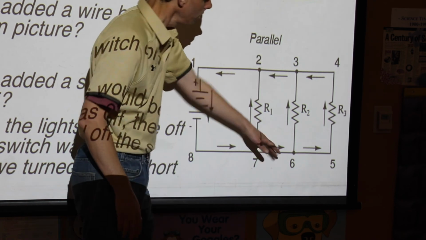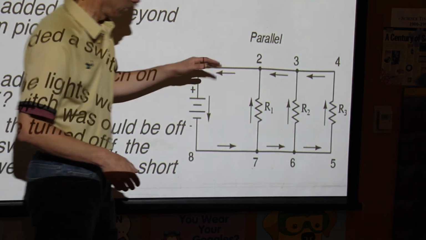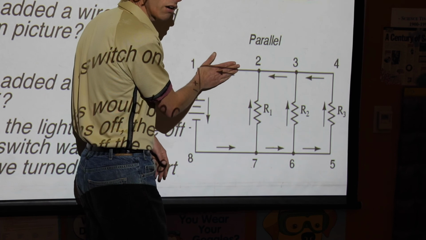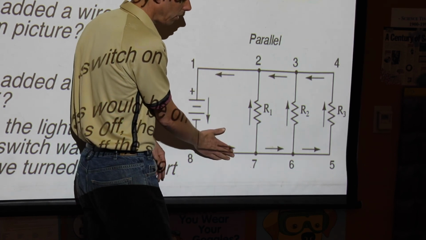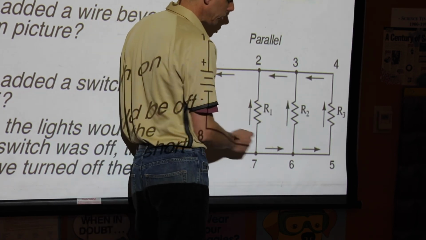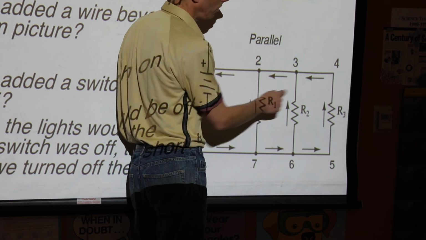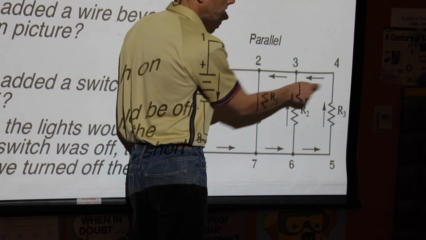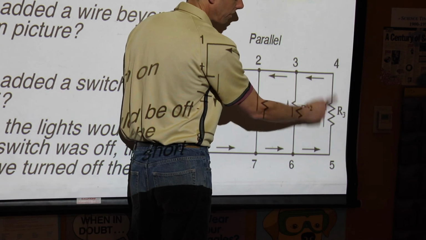Okay. So you can put switches. You could put a switch here. If I put a switch here, they'd all go off. Or a switch here. They'd all go off. If I wanted to control these individually, I could put a switch here, and that would only control R1. A switch here would control R2, or a switch here, R3. Doesn't matter if I put it above or below.